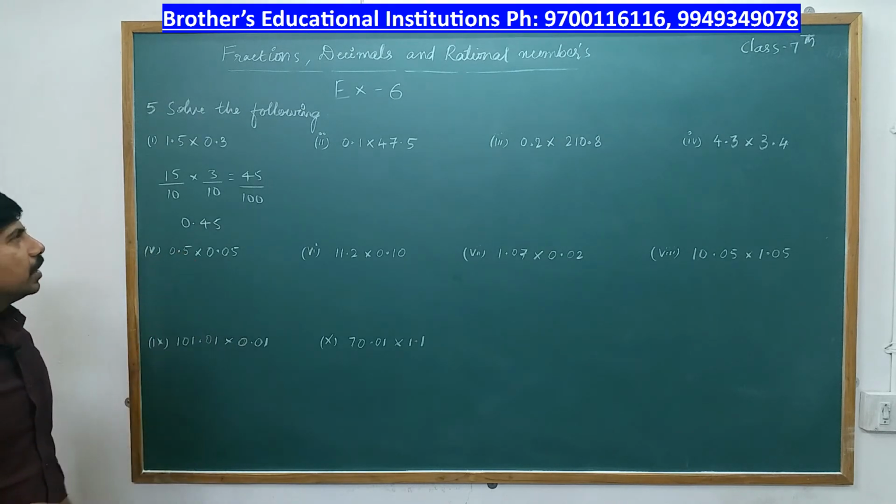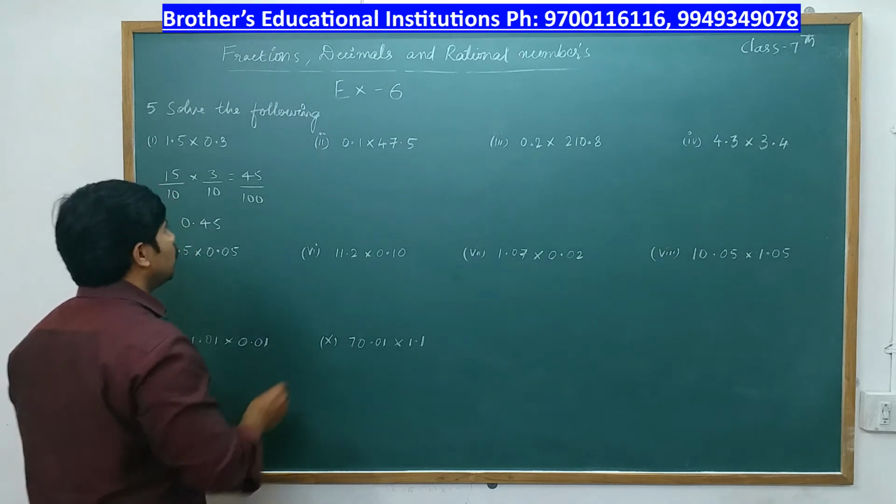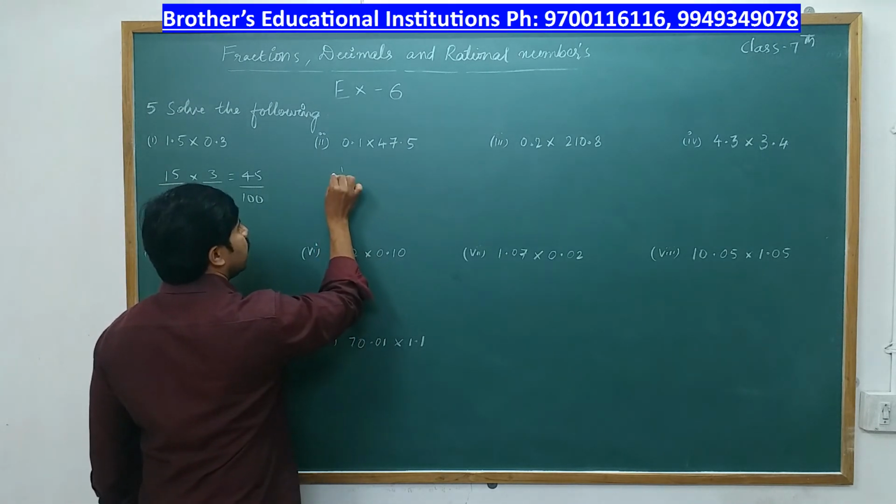Now we'll go to the next one. 0.1 into 47.5. So 0.1 we write it as 1 by 10.